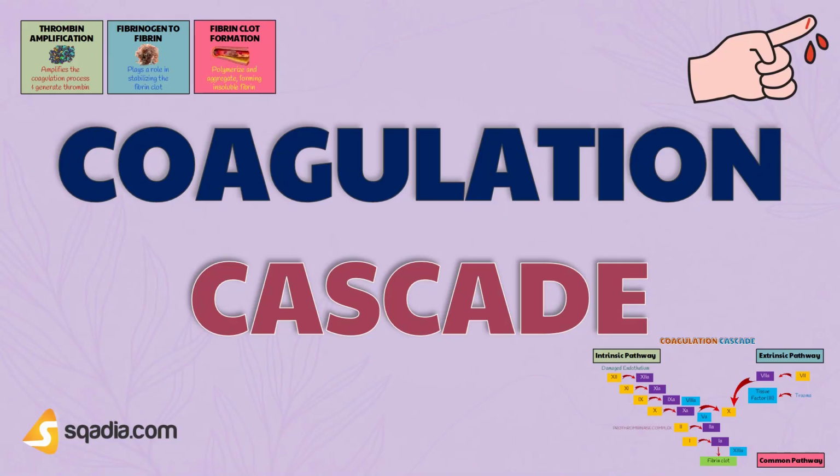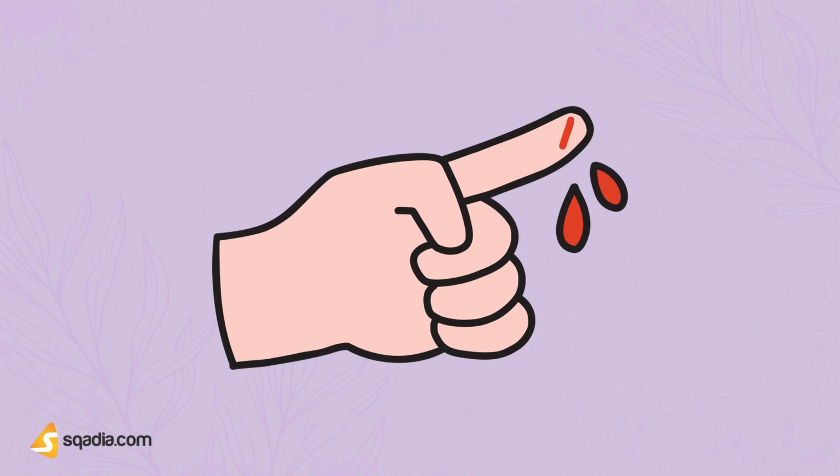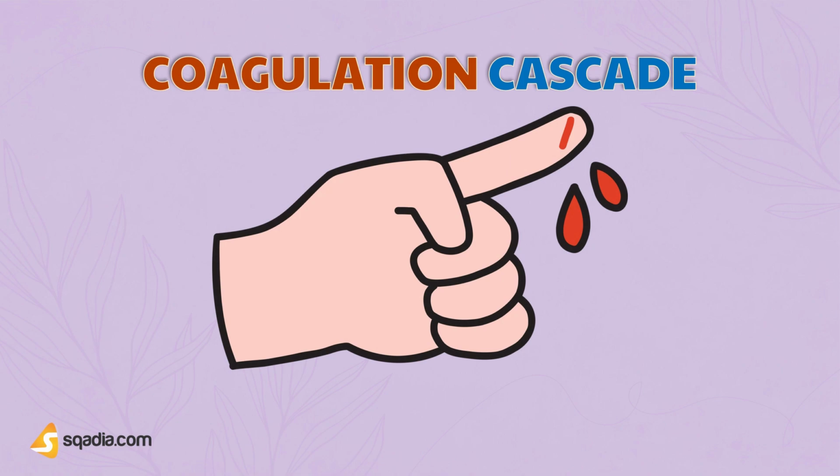Imagine you accidentally cut your finger. When that happens, a series of steps start to take place in your blood. We call it a coagulation cascade.